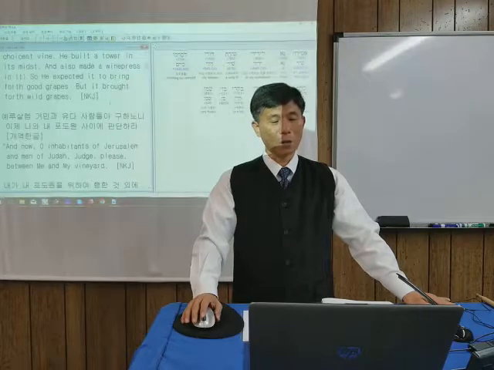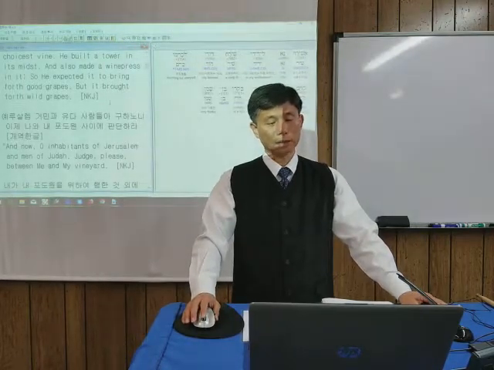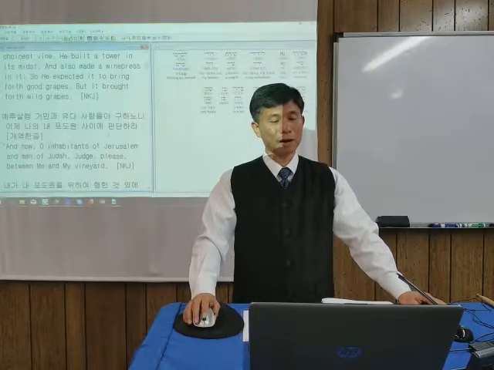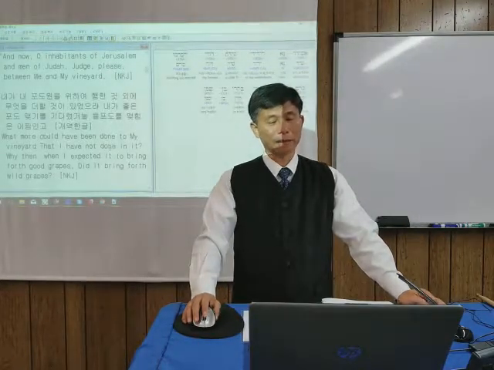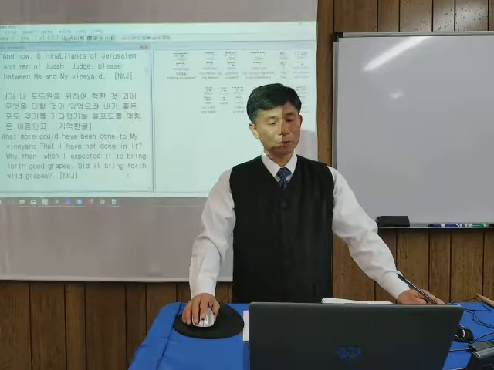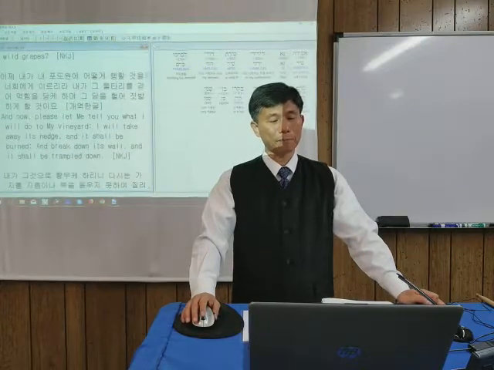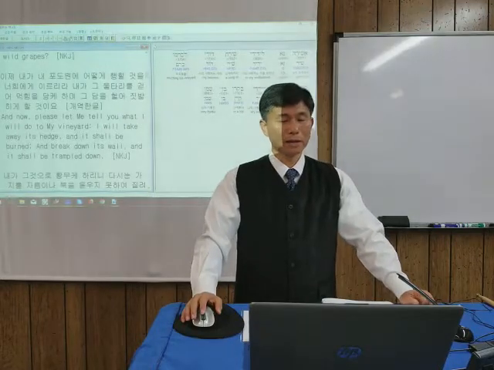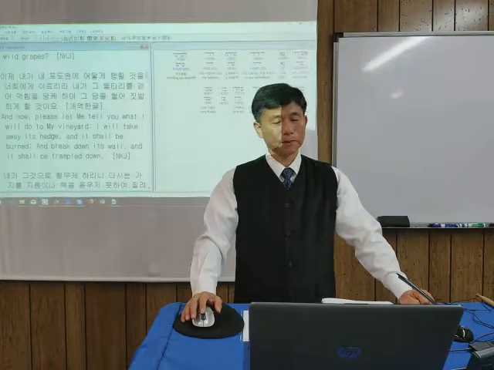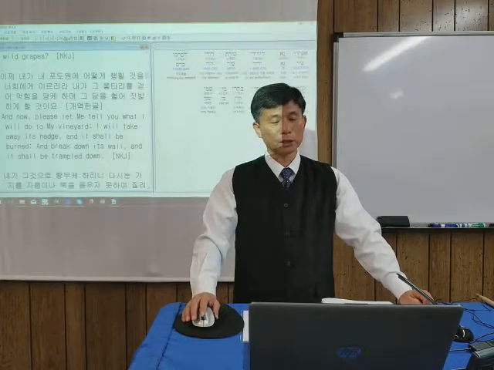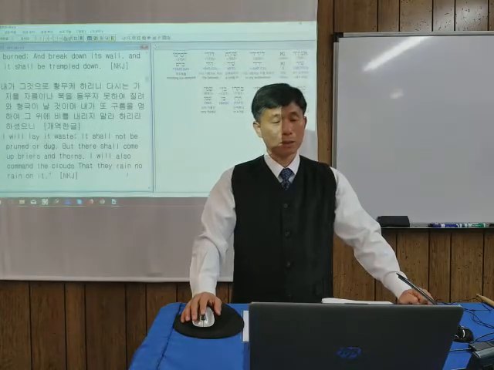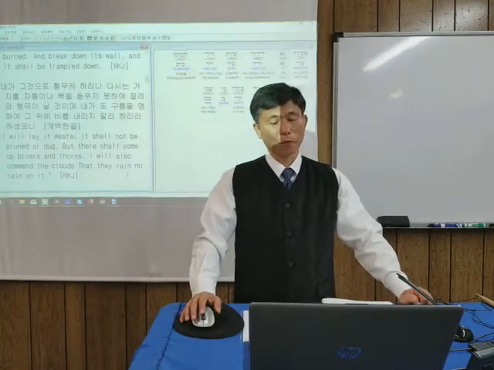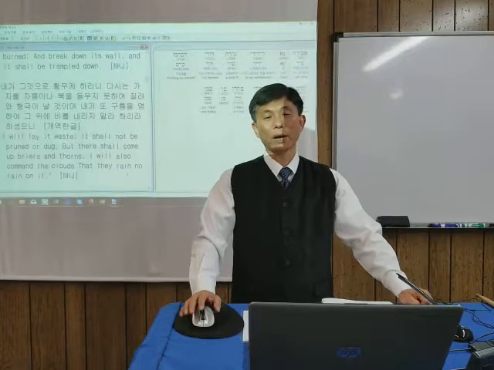And verse 3, and now, inhabitants of Jerusalem and men of Judah, judge, please, between me and my vineyard. What more could have been done to my vineyard that I have not done in it? Why then, when I expected it to bring forth good grapes, did it bring forth wild grapes? And now, please let me tell you what I will do to my vineyard. I will take away its hedge, and it shall be burned, and break down its wall, and it shall be trampled down. And I will lay it waste. It shall not be pruned or dug, but there shall come up briars and thorns. I will also command the clouds that they rain no rain on it.